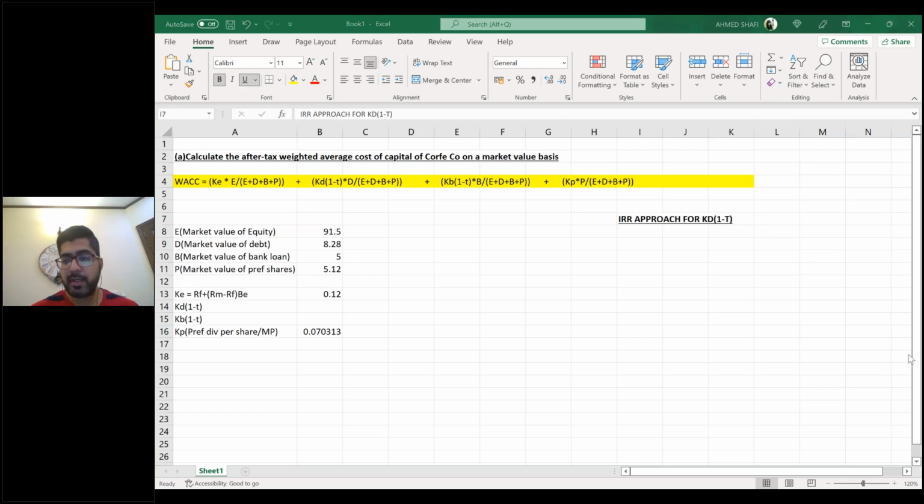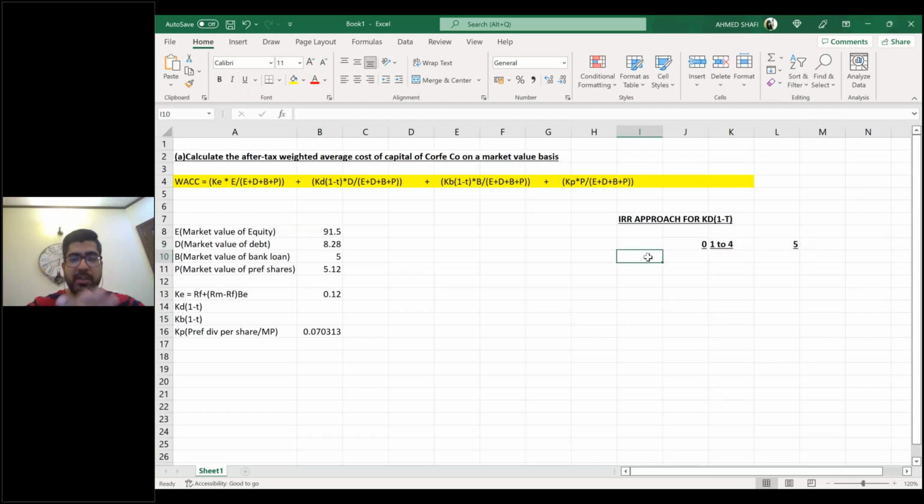Please pay attention to this IRR approach for Kd1 minus D. Now the loan notes are redeemable in 5 years. So we will make 3 columns: 0, 1 to 4, and 5.